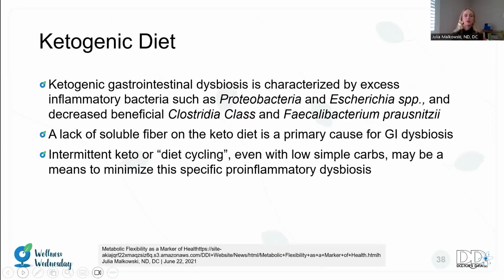So for the ketogenic diet, we do see that this is associated with dysbiosis. And exactly as we see here, it's characterized by elevated proteobacteria and Escherichia and lower in those beneficial Clostridia and Faecalibacterium prausnitzii, which leads to the low butyrate as we saw. This is largely due to a lack of soluble fiber. And in this individual, you may consider diet cycling.